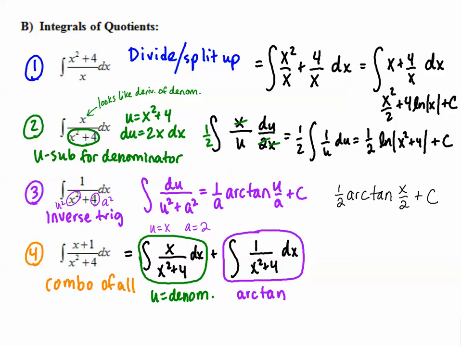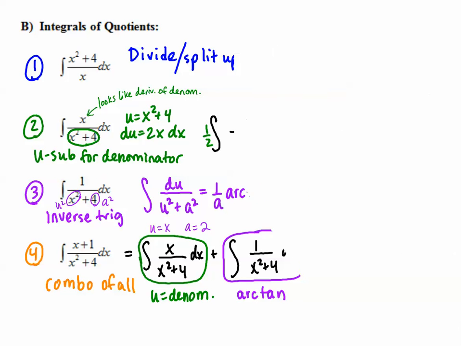So the answer from problem 2, 1/2 natural log. I'm going to write this giving myself a little bit more space. 1/2 natural log of absolute value of x squared plus 4. The other one, 1/2 arctangent of x over 2, and then our collective plus c. Keep in mind and study these different methods. You'll get used to it, it'll get better. And it's pretty fun.